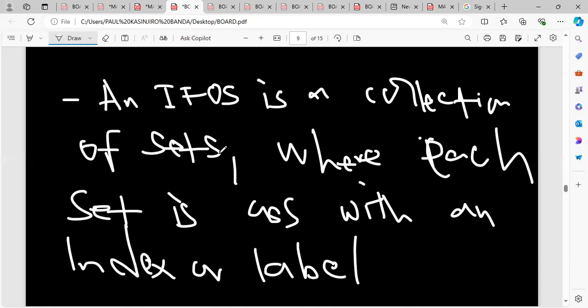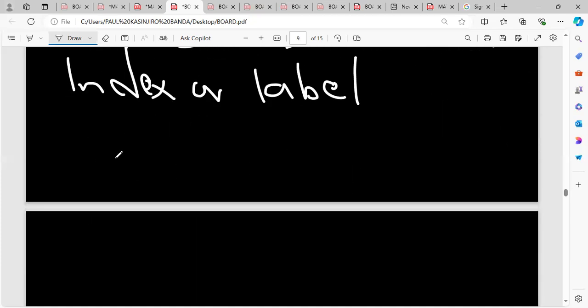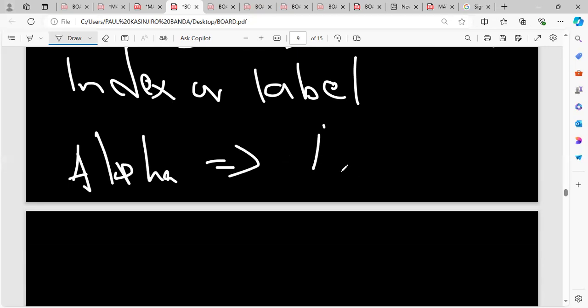It's the same thing when you come to sets: you have an index that will represent that set. For example, if I take the alphabet, I have letters A all the way up to Z. All these letters, A, B, C, D, all the way up to Z, are indices. For you to know that this is A, you call it A; for you to know that this is Z, you call it Z. So they are the labels within that alphabet.